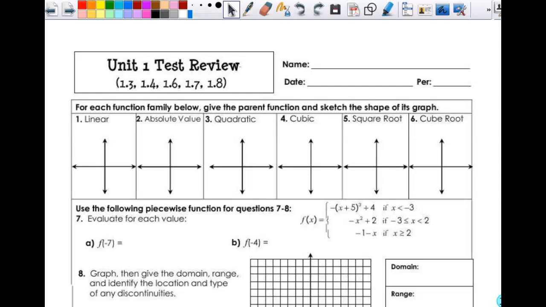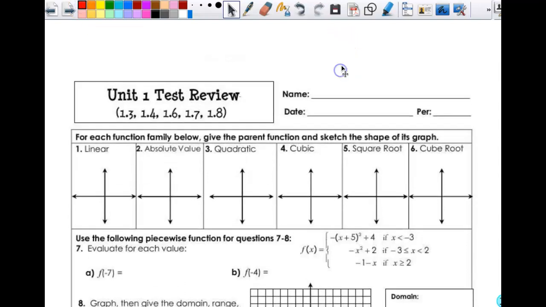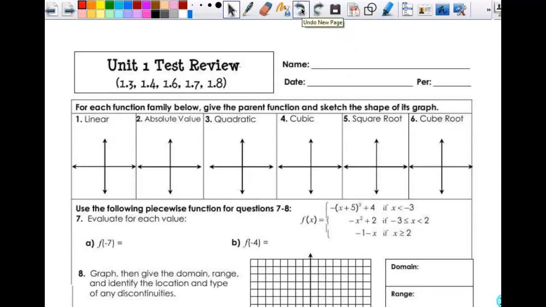But you are in charge of the video, so you can fast forward, rewind, pause, do whatever you need to do to make sure you are ready for the test on Monday. And not only should you look over this review, but you should also look over the quizzes that were returned to you and also go back over maybe some Delta Maths, whatever it is that you need to do. You don't have to do all of it.